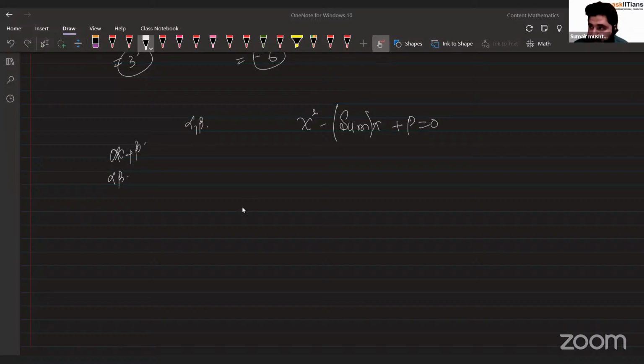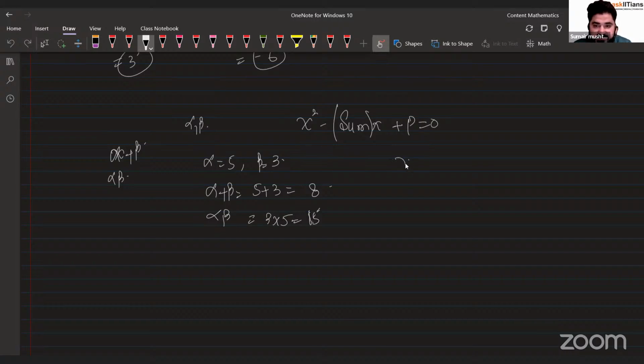Let us suppose I have alpha equal to 5, beta equal to 3 as the roots. Find the quadratic equation. Simple. I can use alpha plus beta is equal to 5 plus 3, that's equal to 8. And alpha into beta is 5 into 3, that is equal to 15. Clear? So this is x square minus the sum of the roots, 8 times x, plus the product of roots, 15, equal to 0. Clear?